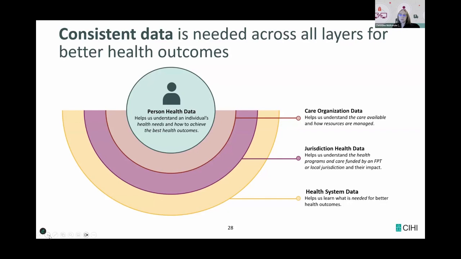But no matter how you slice and dice these layers and the concepts within all of these layers, consistent data and health information needs to be collected and needs to be shared across all those layers to help ensure better health outcomes, better decisions, and healthier Canadians.